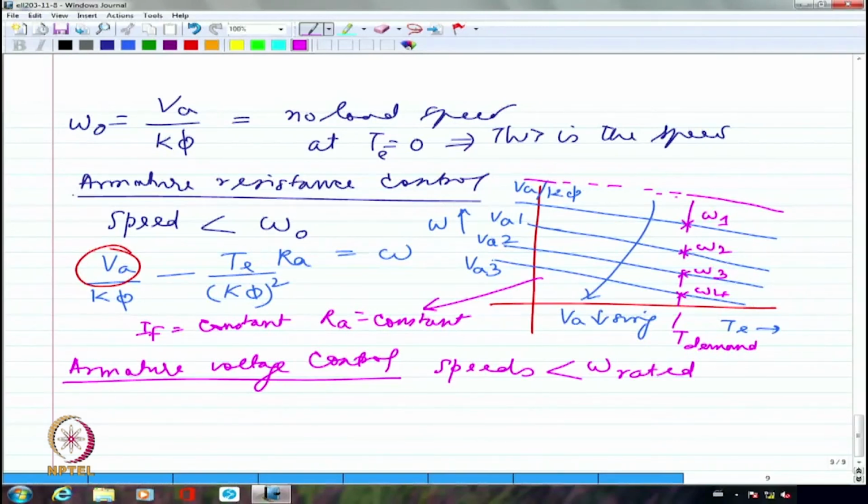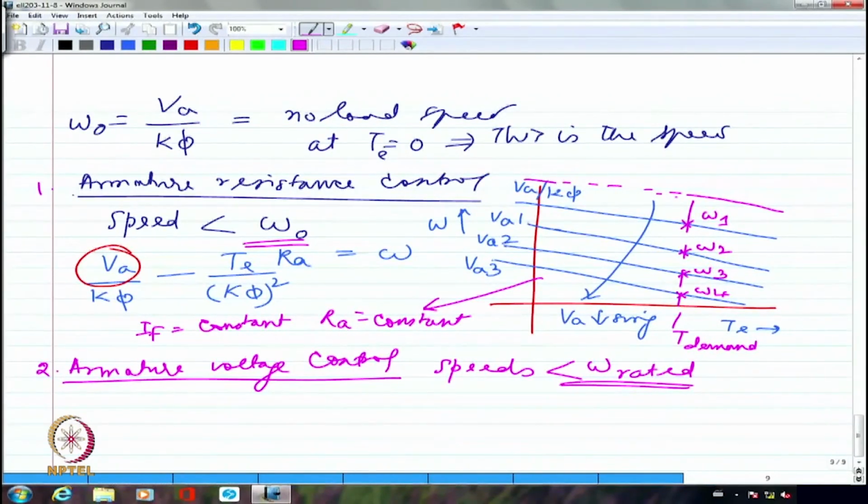So when we talk about rated speed, it corresponds to whatever the motor is delivering as the speed while it is delivering rated torque, drawing rated current from a rated supply with rated excitation. All of them under rated condition. Right? That is what is known as rated speed. So, this is the second method of speed control. We have seen armature resistance control and armature voltage control. Both of them are only meant for speeds which are less than either no load speed or rated speed.